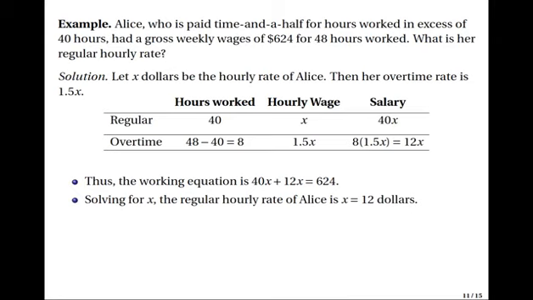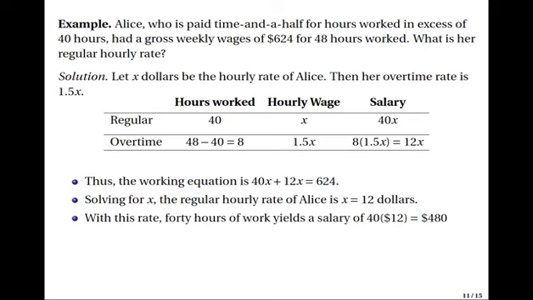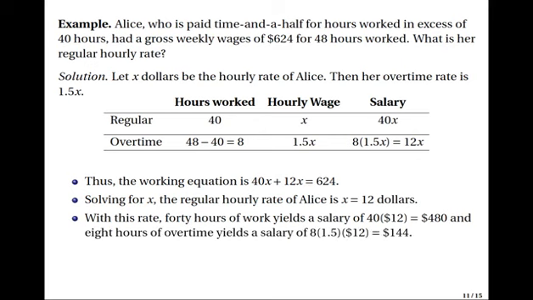Let us check. With this rate, 40 hours of work yields a salary of 40 times $12. That's 480. And for the overtime, you have 12 times 1.5, that's 18. Then you multiply it by 8 because you have 8 hours of overtime work. You'll get 144. And if you add these two, you will get 624.